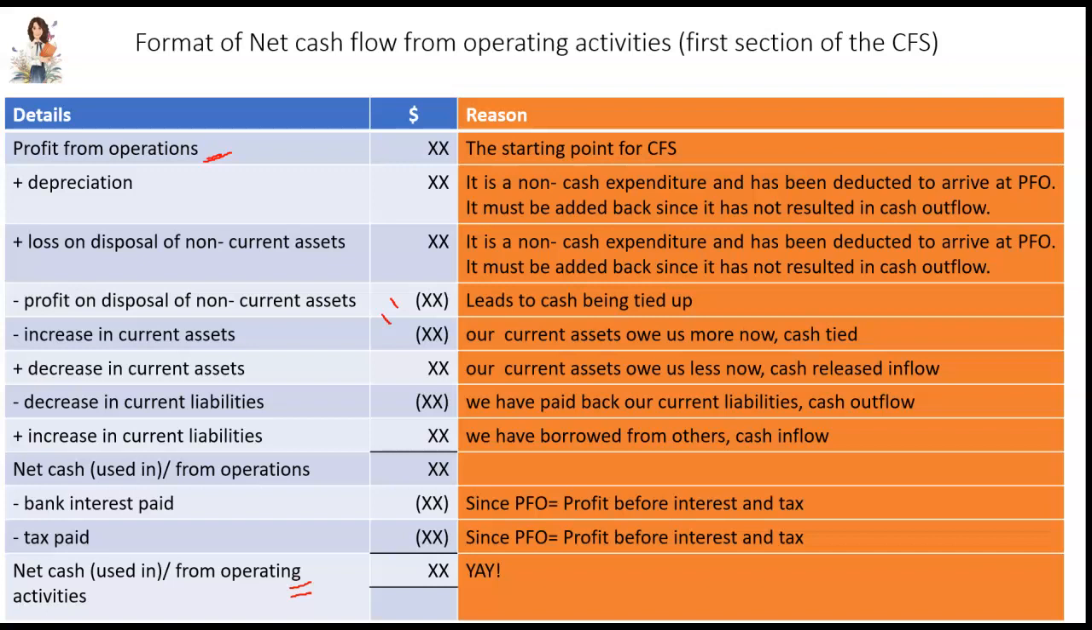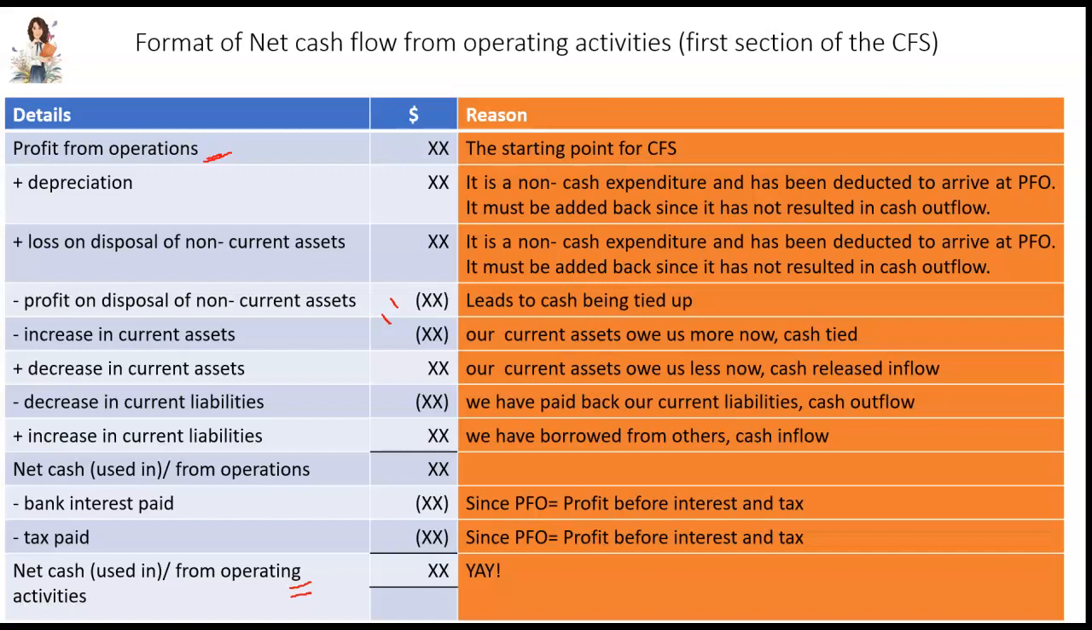Any increase in current assets means that our current assets owe us more now. We have lent them money. That means cash is tied in the current assets. And that means that we will have to subtract that figure because more cash is tied in the current assets now.